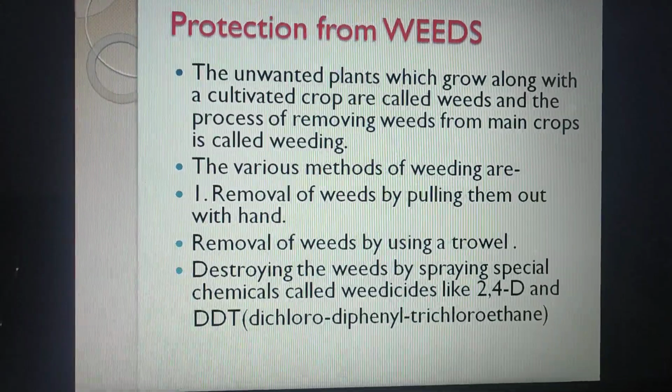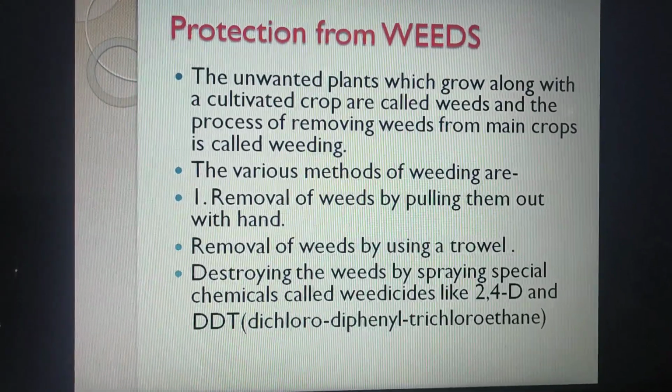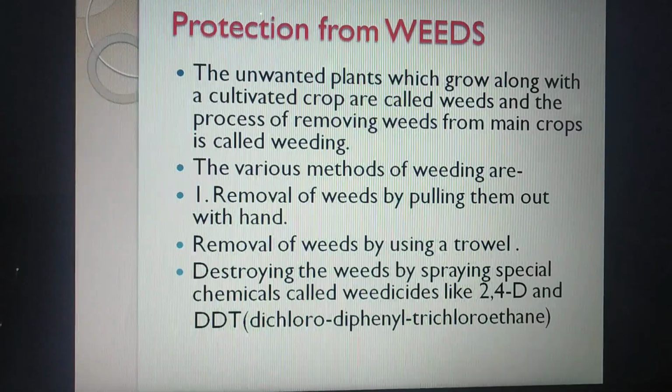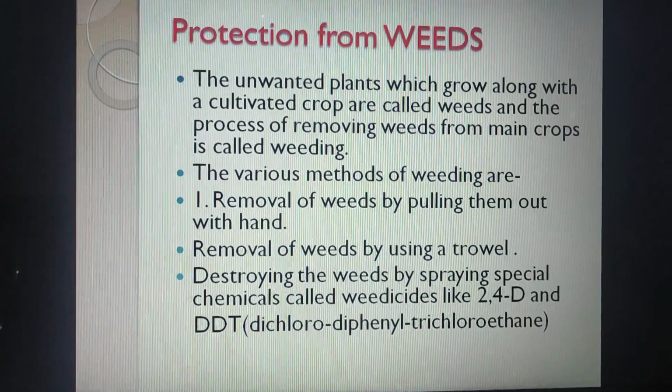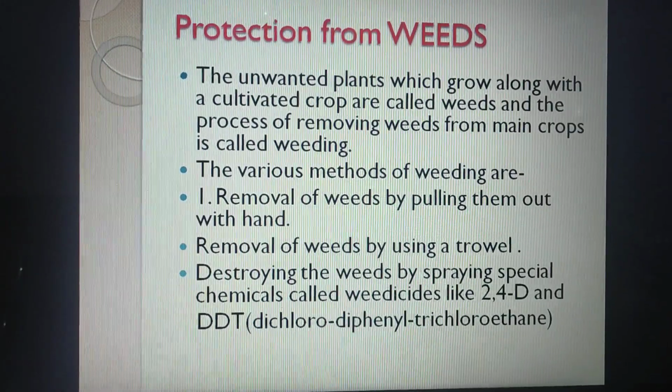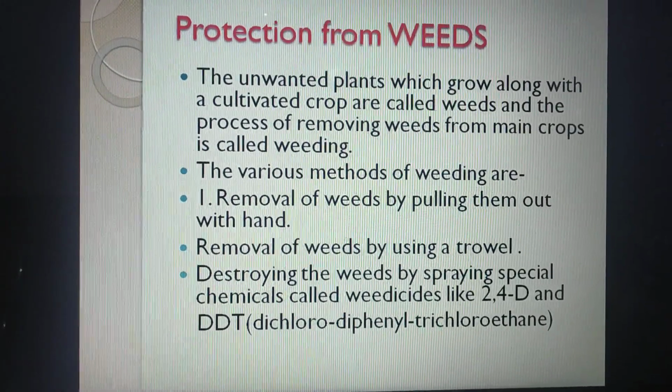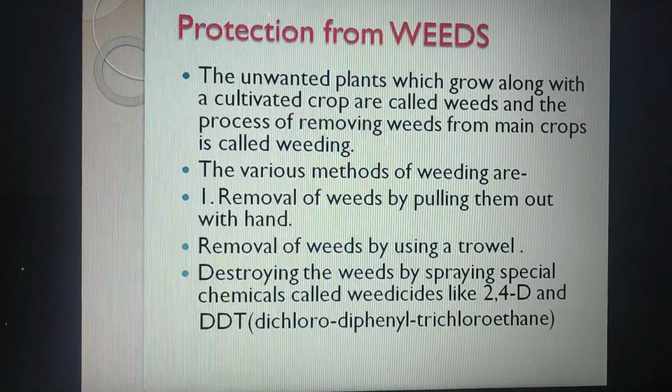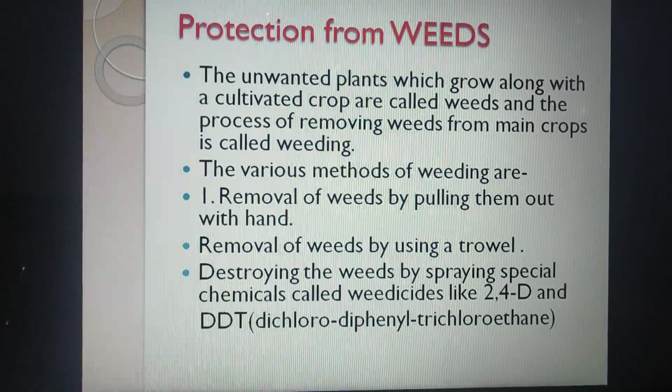Weedicides are sprayed during the vegetative growth of weeds, means before flowering and seed formation. Only then the weedicides are sprayed. So this was the process how the protection from the weed is done by a farmer.